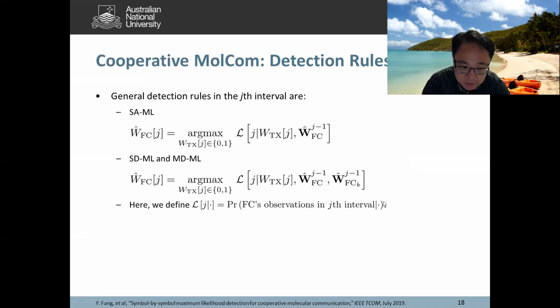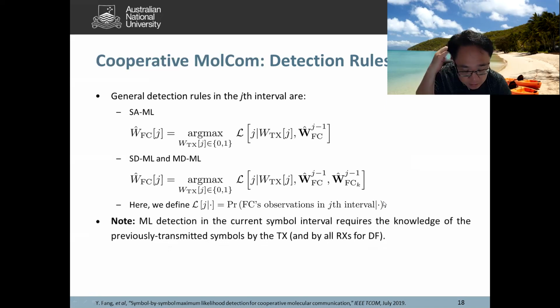given some observed or received signals. And here, in order to perform the maximum likelihood detection in the current symbol interval, definitely we know that it requires knowledge of the previously transmitted symbols by the receiver, as well as the symbols from all the receivers if the receivers adopt the decode and forward strategy.